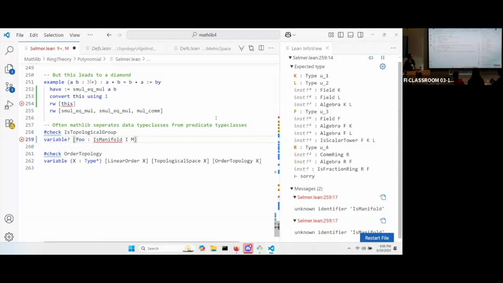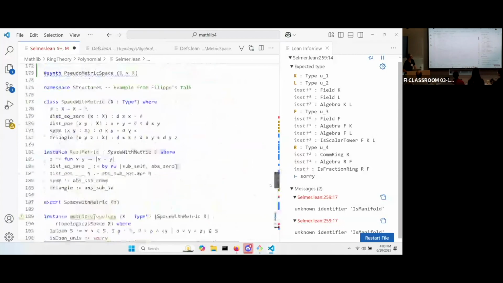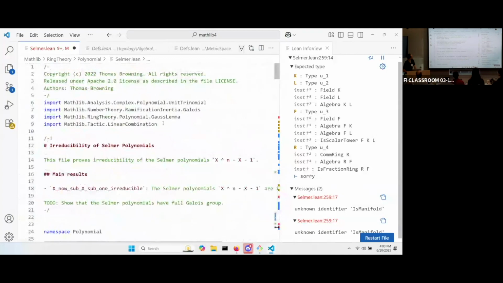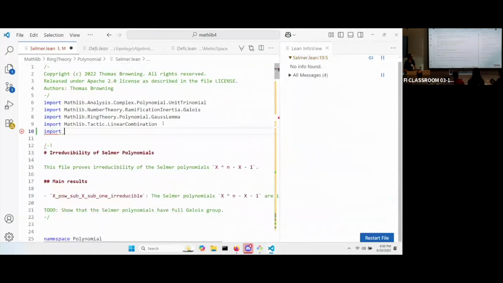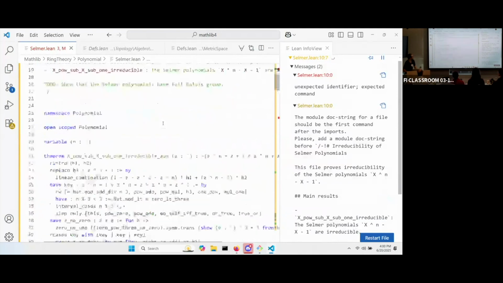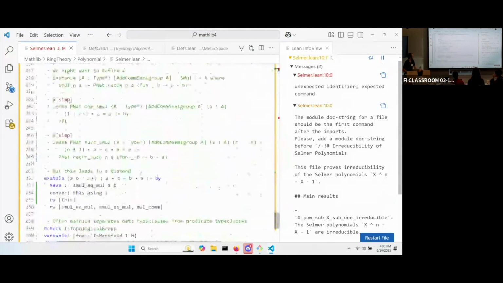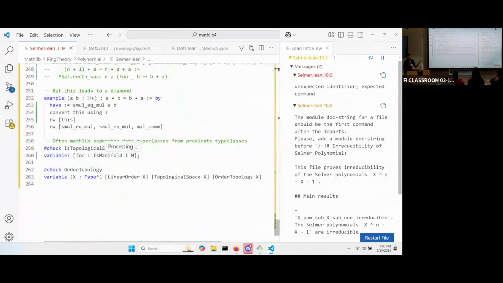The problem is I have an import. This is me being silly, and if you know the file off the top of your head, I can import it. This is me just working in a file that I've been working in. Geometry, manifold, IsManifold, basic. The problem is it may take a second, but yeah.